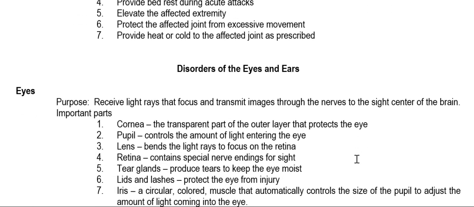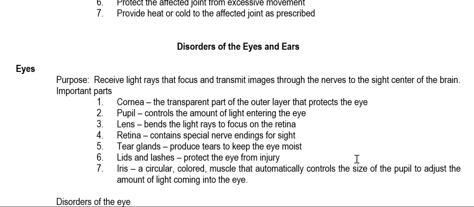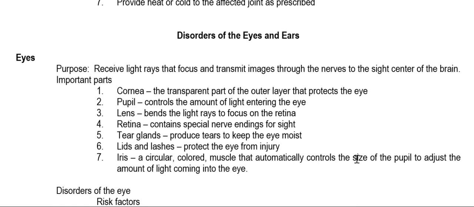Okay, so we're done with your musculoskeletal system. We're going to proceed with your disorders of the eyes and ears. The purpose of your eyes is to receive light rays that focus and transmit images through the nerves to the sight center of the brain. We have important parts of the eyes. We have cornea, pupil, lens, retina, tear glands, lids, and lashes, iris.